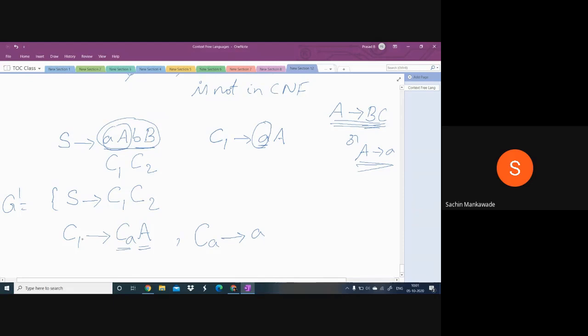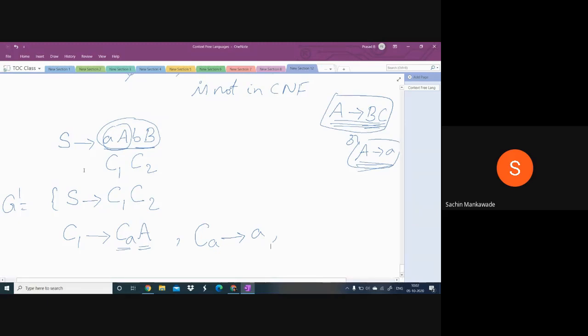Now look at this. C1 derives CA. This is in the A to BC form. And CA derives A. This is in the A derives A form. So every production, whatever we write, must be in the required form. Do you understand? Guys, hello? Yes, sir. Now, come to C2. What is C2?